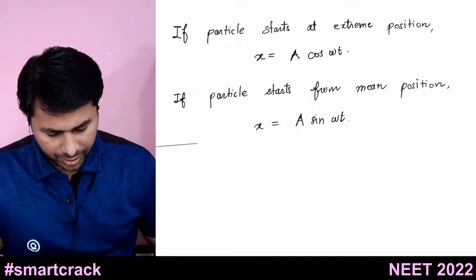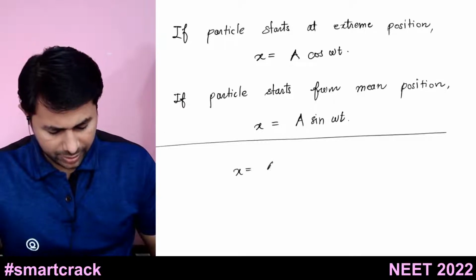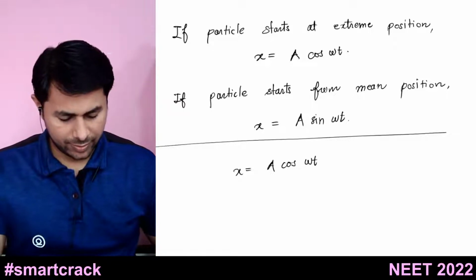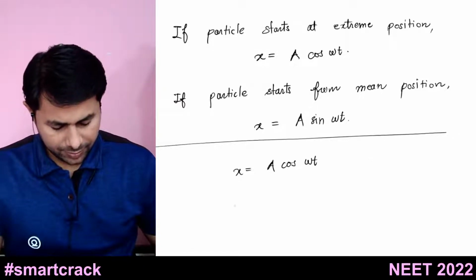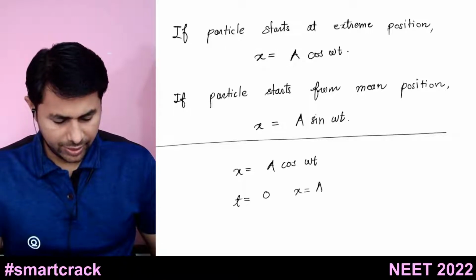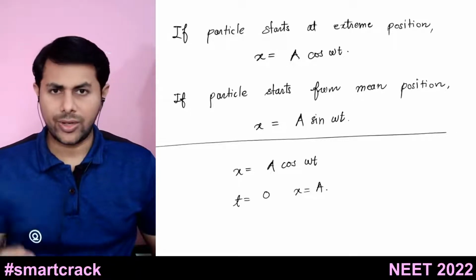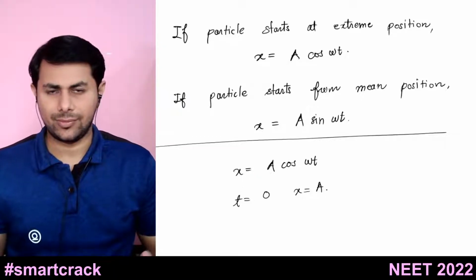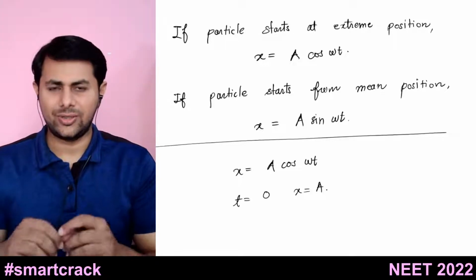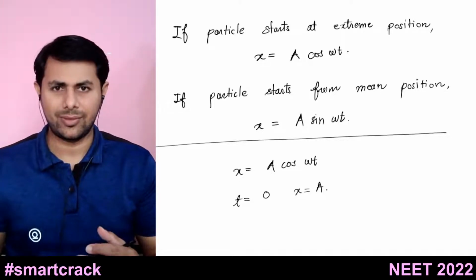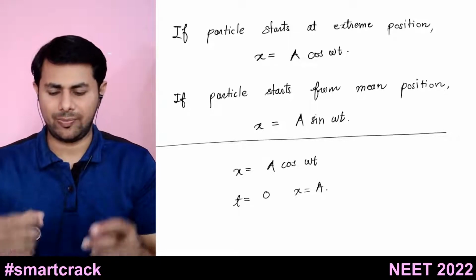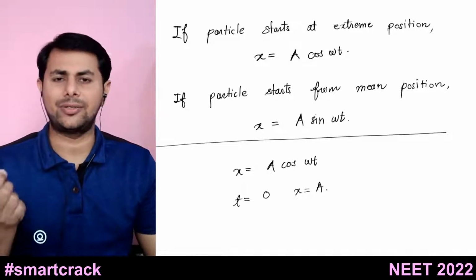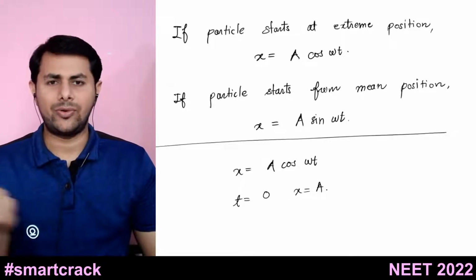here if you consider x is equal to A cos omega t, that means the particle starts from the extreme position. So at t equals 0, x is equal to A. At what other time will the position be the same? That's the time period, right? So after what time will the position be the same again? See, the particle starts from there, it performs oscillations. So after some time, it will come back to the same position. That is the time required for one oscillation.